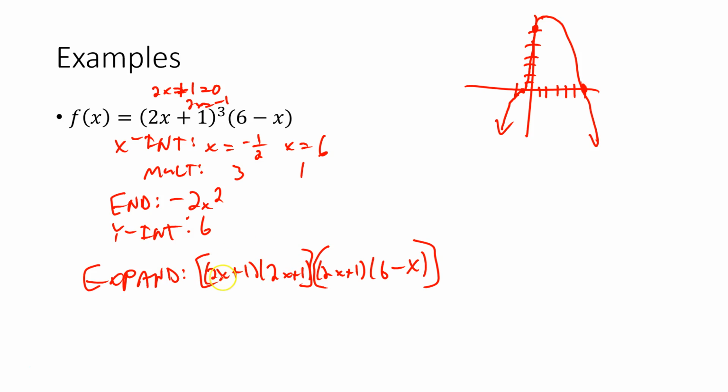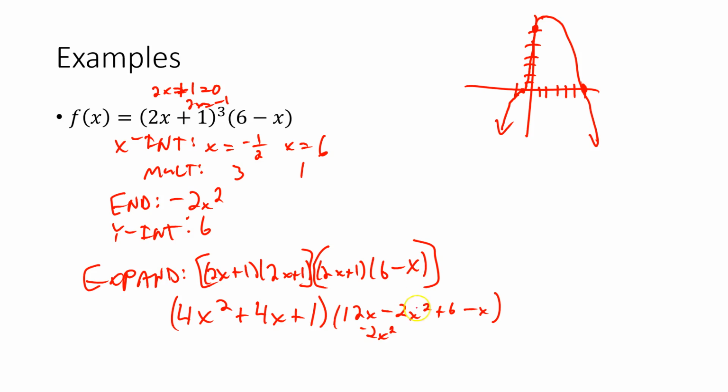So these two multiplied together is 2x plus 1 squared. I'm going to use a shortcut on that. So that's the first thing squared, which is 4x squared, plus 2 times the first times the second, which is going to be plus 4x, and then plus the last thing squared, which is just plus 1. And that's multiplied by, let's see here, 12x minus 2x squared plus 6 minus x. Altogether, that looks like negative 2x squared and plus 12x minus x is plus 11x, and then plus 6.